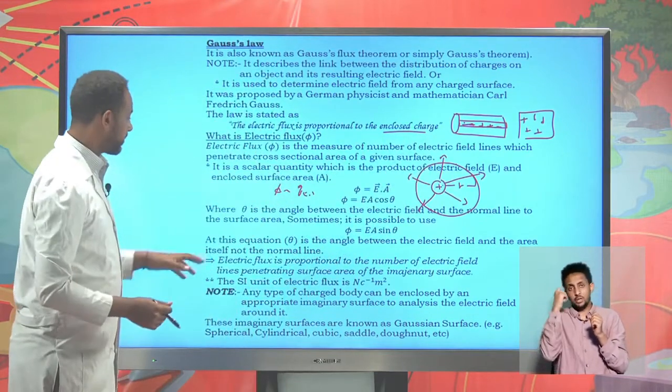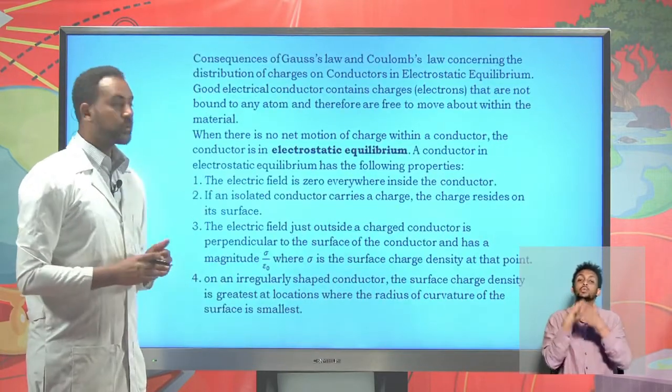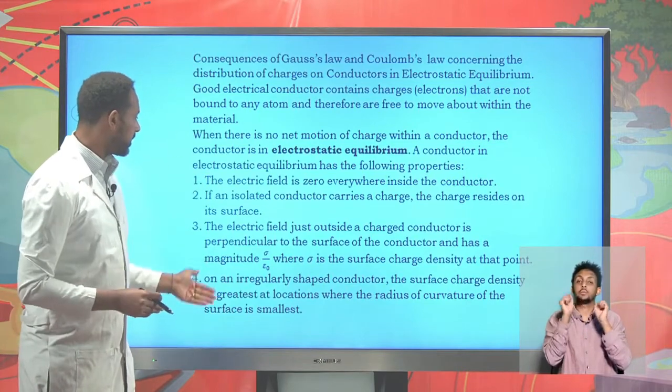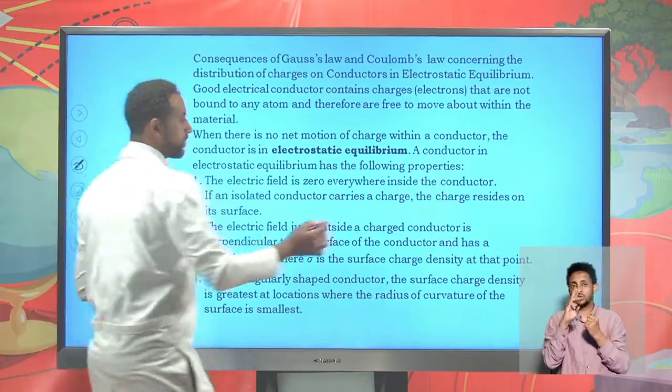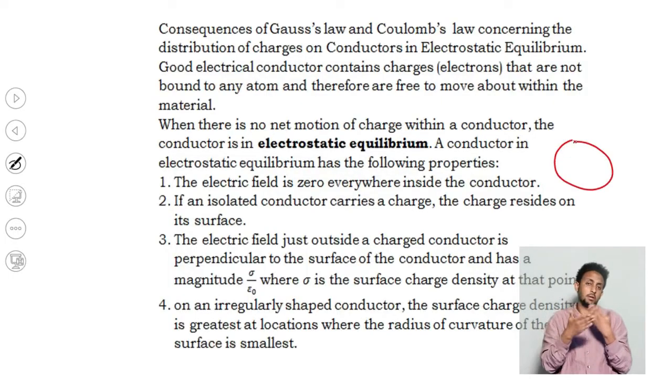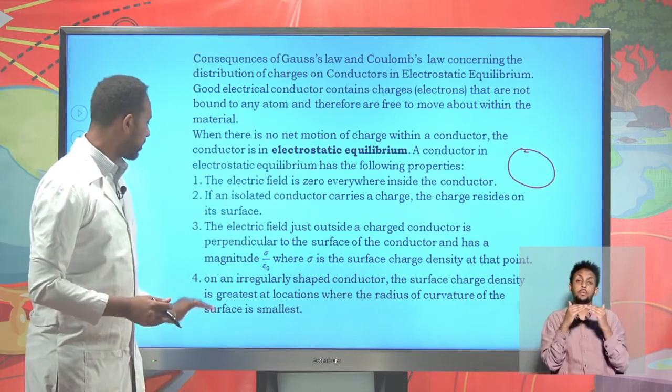And the consequence of Gauss' law on electrostatic equilibrium conductors can be stated here. Suppose you have a conductor, let's take a spherical conductor. Conductors have free electrons, so the free electrons are moving and scattering on the surface of the charged body. And it's known as electrostatic equilibrium. Conductors reach electrostatic equilibrium. So the conductor, it might be a metallic sphere, in electrostatic equilibrium has the following properties.